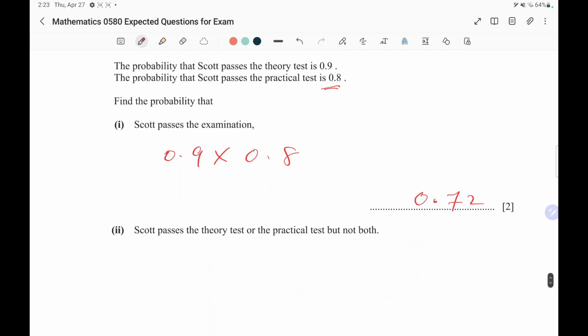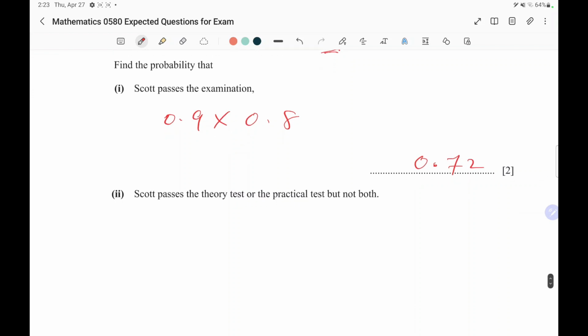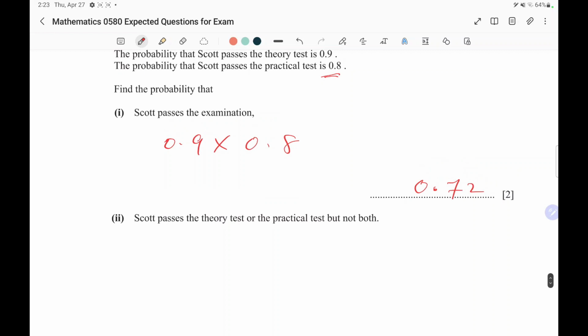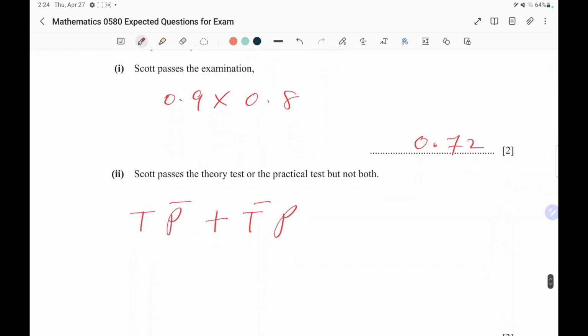Scott passes theory test or practical test, but not both. So here what you can do: Scott passes theory test and not the practical test, or not the theory test but the practical test. Scott passes theory test or practical test, but not both. So one of the tests Scott passes.